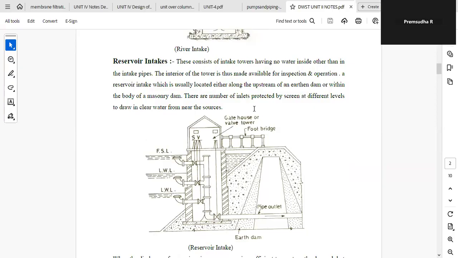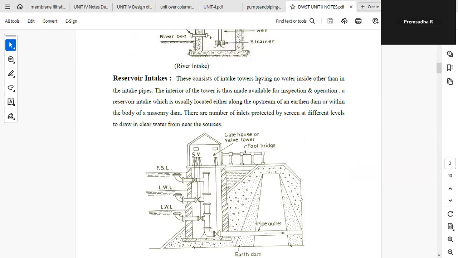Then this is the reservoir intake, along the dam side. This consists of intake towers. There is no water inside other than in the intake pipes. Only in the pipes is the water available, so the interior of the tower is thus made available for inspection and operation.